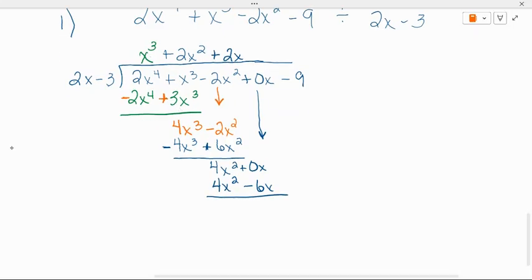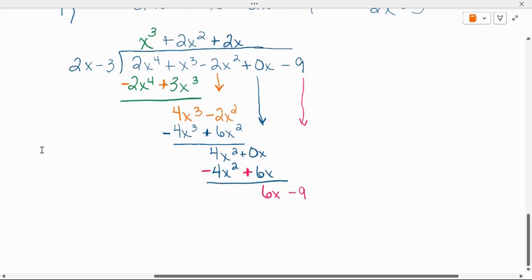Okay, I'm subtracting, so I have to change the sign. So this becomes a negative, and this is now plus. 4x squared minus 4x squared is 0, and 0 x's plus 6 x's is just 6x. Bring down your minus 9.